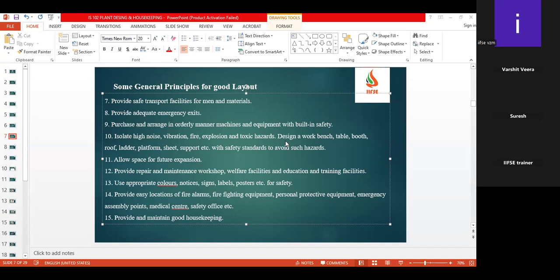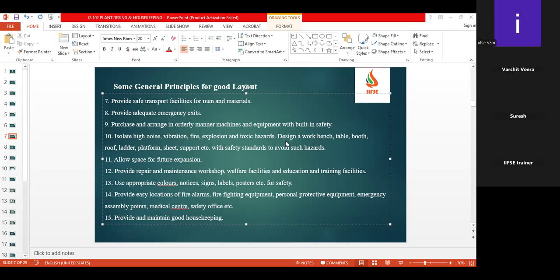Okay. Yeah, we are talking about these additional general principles for good layout, as I mentioned: machines and equipment with built-in safety, then isolating the high noise, vibration, and also explosion and toxic materials away from the dense population or the nearby production areas.